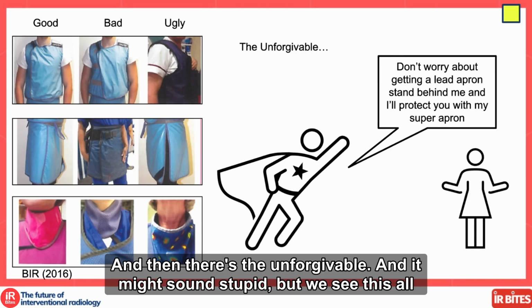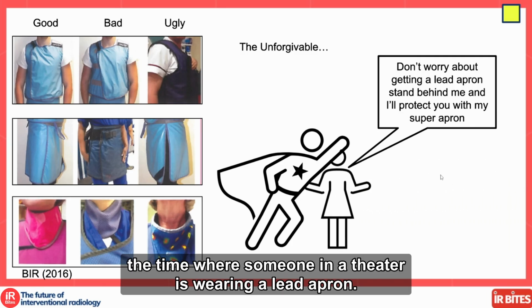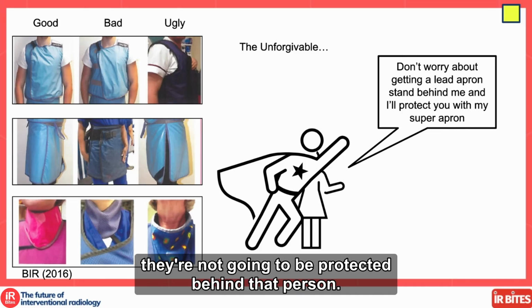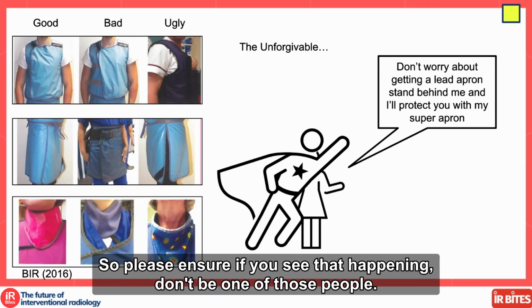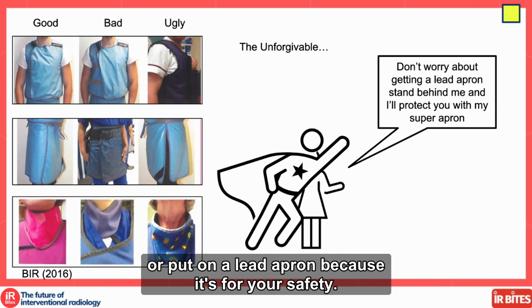And then there's the unforgivable, and it might sound stupid, but we see this all the time, where someone in a theatre is wearing a lead apron, so everybody stands behind that one person, and they're not going to be protected behind that person. So please ensure, if you see that happening, don't be one of those people. You either leave the room while they're screening if you can't put on a lead apron, or put on a lead apron, because it's for your safety.